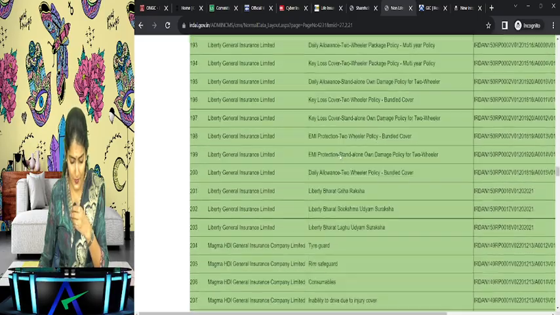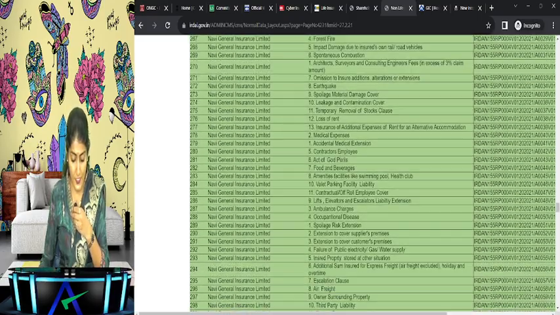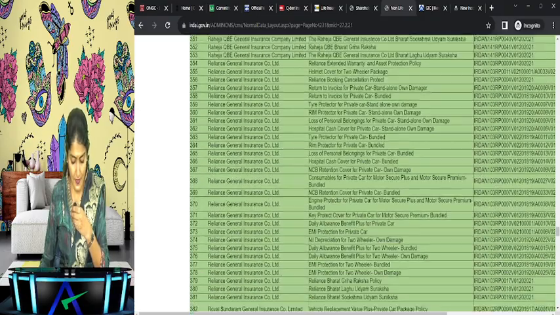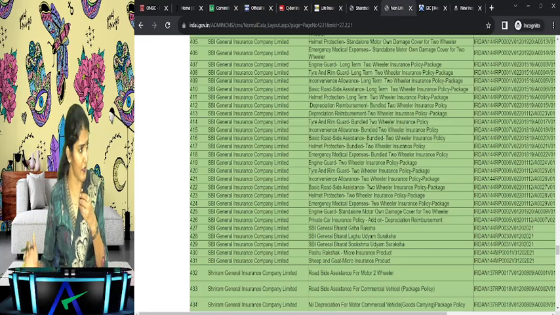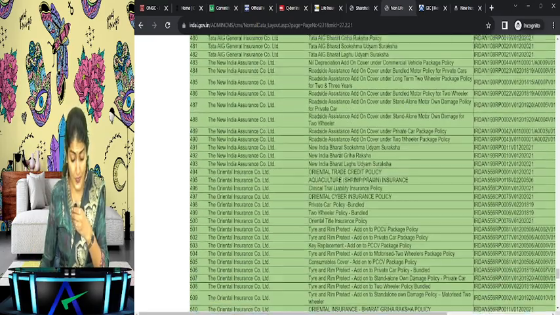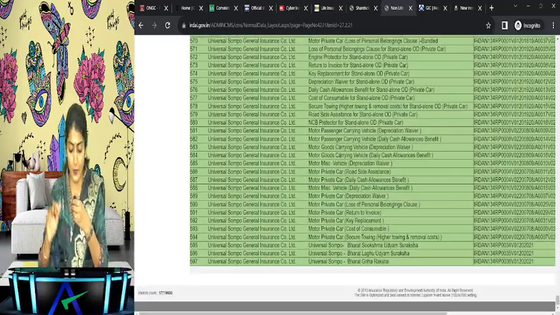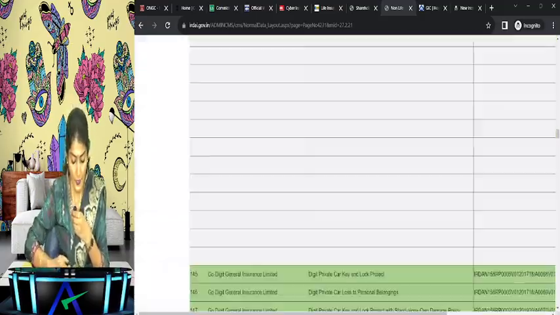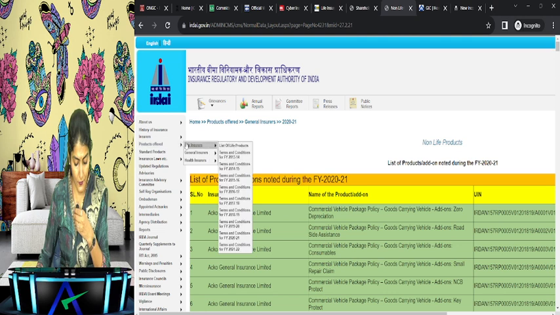So Kotak Mahindra, Liberty General Insurance, then Magma HDI, then the Navi General Insurance Limited, the Raheja, the Reliance General Insurance, Royal Sundaram. Have you heard the name of Royal Sundaram? Then the Shriram General Insurance, Tata AIG, the Oriental Insurance, Universal Sompo. So these are the different insurance companies providing general insurance in India. Are you able to follow that? That is for general insurance.